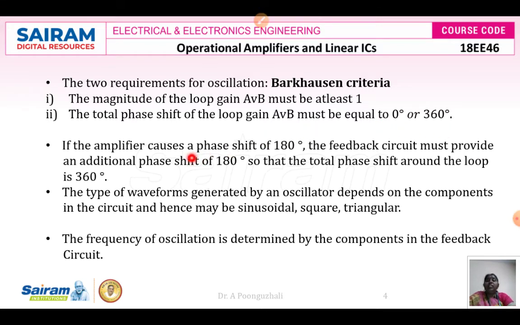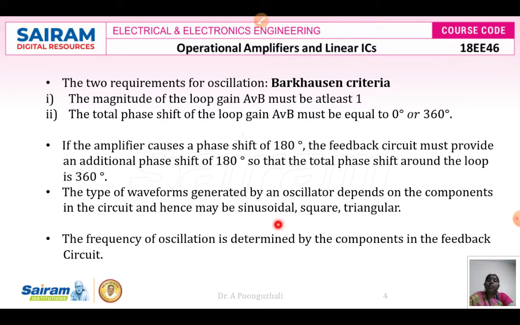So here in this case, suppose I take the amplifier in the forward path to have a phase shift of 180 degrees, then the feedback circuit should also have a phase shift of 180 degrees. So the total phase shift in the circuit is going to be 360 degrees. That means the condition for the oscillator has been satisfied.